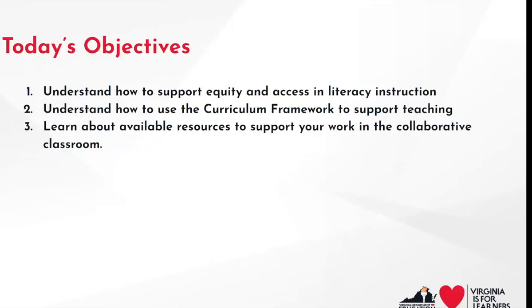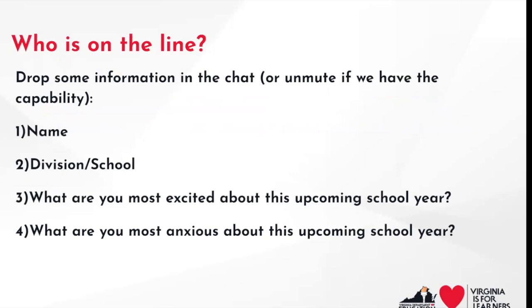Okay, so the main objectives today: we want to understand how to support equity and access in literacy instruction, because that is truly at the forefront when we are talking about how to get students engaged and really appreciate and learn to be readers and writers and critical thinkers and responsible citizens of our communities. And then we want to understand how to use that framework to support teaching, because sometimes we get so caught up in all of the things happening in a school building that we forget to go back to the basics and really look at what's there to support you. And then finally, learn about some available resources that are going to support you in your collaborative setting moving forward.